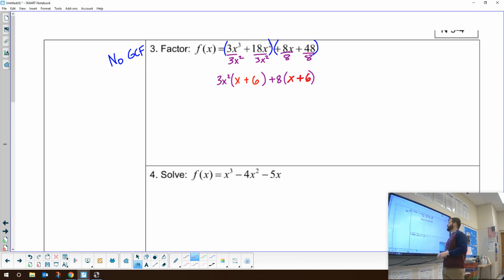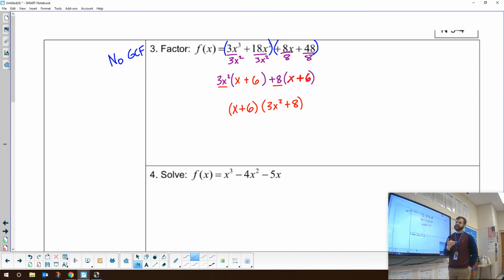Okay, so then, you'll notice, once again, I have an x plus 6 in common. So that x plus 6, I can just factor that out. I can move that to the front, right? So, we're just going to factor out the thing they have in common, factor out the x plus 6, and that's going to leave a 3x squared and an 8 that can then go together. Okay, so that is how you factor by grouping.